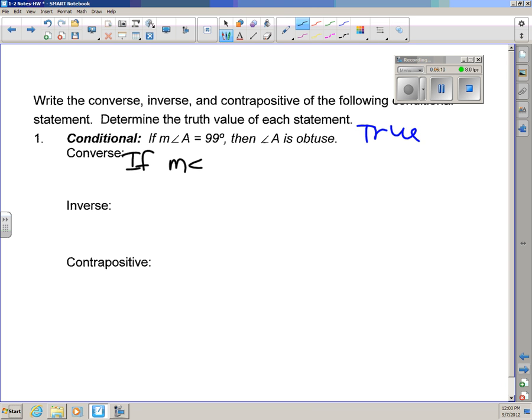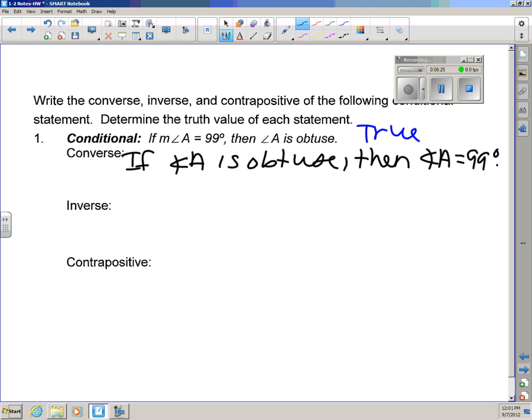If you do the converse, it says, change the order. If angle A is obtuse, actually, I don't need the measure. If angle A is obtuse, then angle A equals 99 degrees.